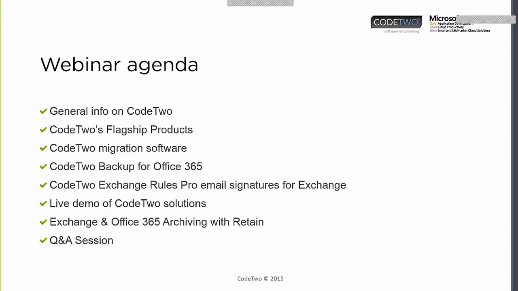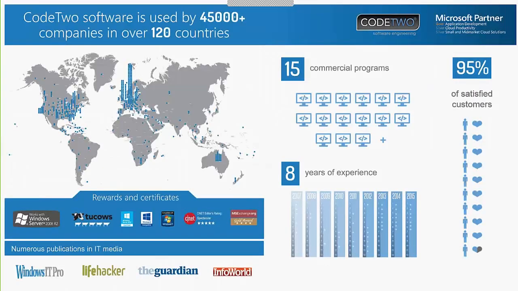Okay, just a few words about the company itself. During the 8 years of experience we've got, we're able to have 15 commercial programs which are used by over 45,000 companies all over the world. We've been rewarded with certificates, and IT magazines have been mentioning our name, but what's most important to us is customer satisfaction, which, as you can see here in the graphs, is 95%. I would say that is quite a good result.